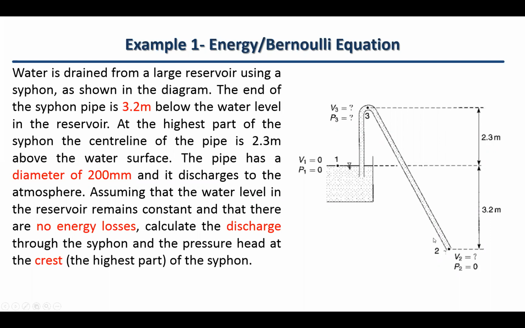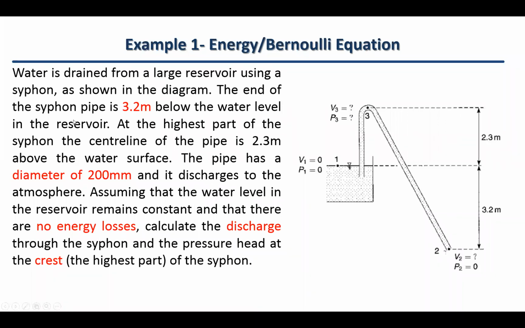So the question here is to calculate the discharge through the siphon and the pressure head at the crest. The pressure head at the crest here, P3, for example. The crest is the highest point or highest part of any hydraulic structure or any structure. So we calculate the pressure at this point, and the discharge here. Okay, so this is the question.